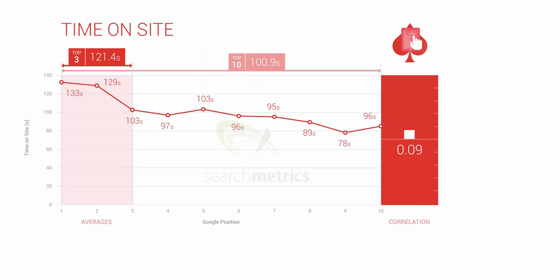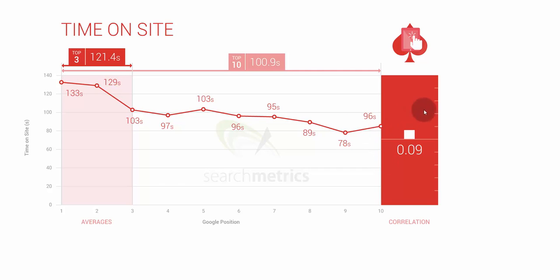Now let's come to the research. Here the average time on site for the top 3 search results is 121 seconds. This 121 seconds doesn't mean time spent on a page. This 121 seconds is time spent on the entire site, so it could be divided between multiple pages. And the time on site for the top 10 search results is 100 seconds on average, which is a significant difference of around 20 to 21 seconds.